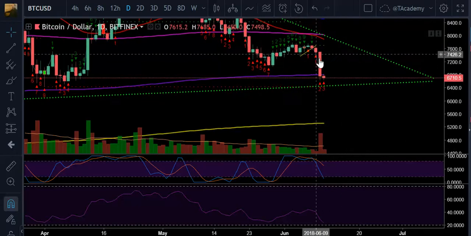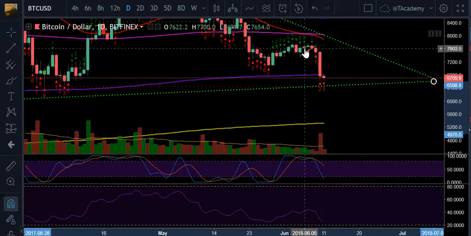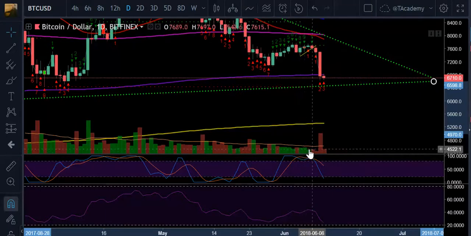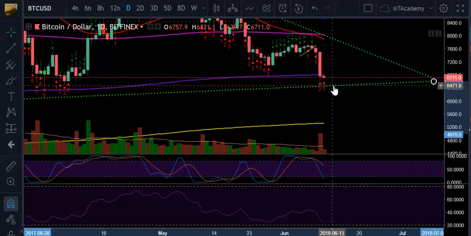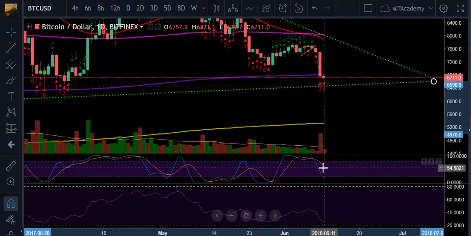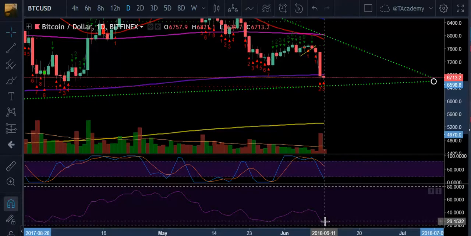Still big red candle supported by big volume, and the green candles, they don't have good support in volume, so the bulls have the upper hand, and also the stochastic RSI still has room to go lower, and the same for RSI.